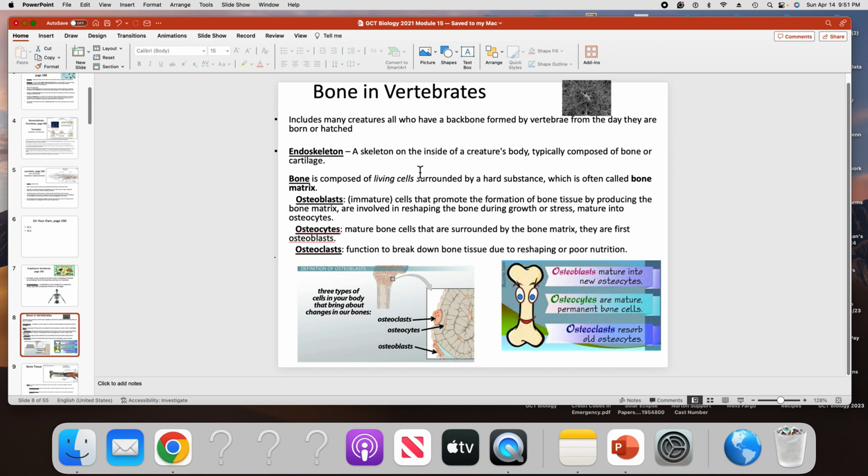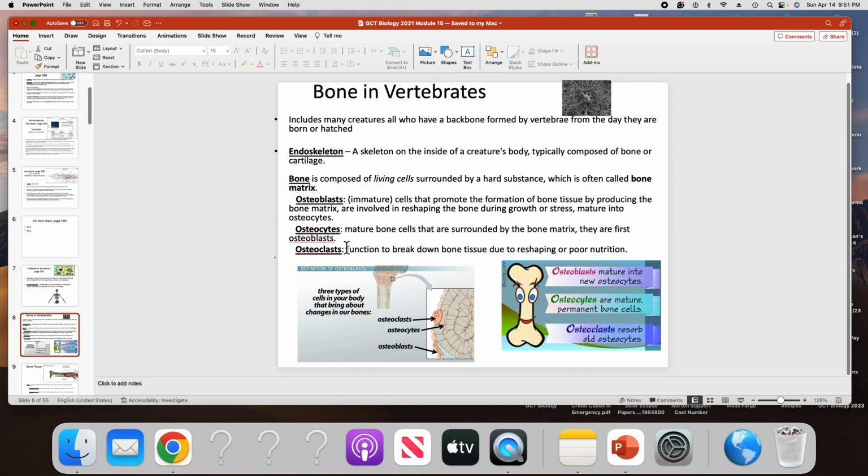And as I mentioned, it would be an endoskeleton. The bone is quite interesting. The tissue of bone is composed of living cells surrounded by a hard substance, which is also often called a bone matrix. So even though bone is sort of inanimate, it's surprising how much living tissue it really has.